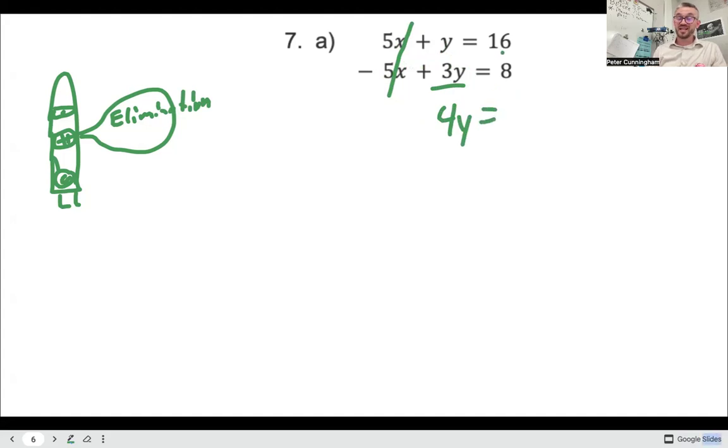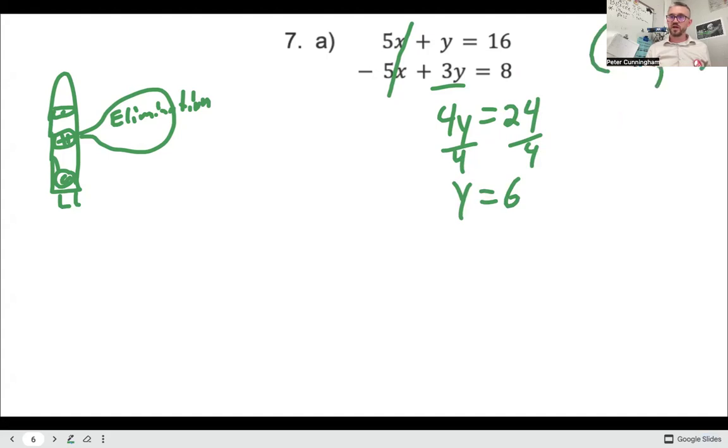Combine 16 and 8. Again, you're adding them because adding 5x and negative 5x, you combined them, eliminated. So everything else has to do that same process. 16 and 8 make 24. Divide both sides by 4, y equals 6. Feels like we've done a whole lot, but we've only found half of the answer.